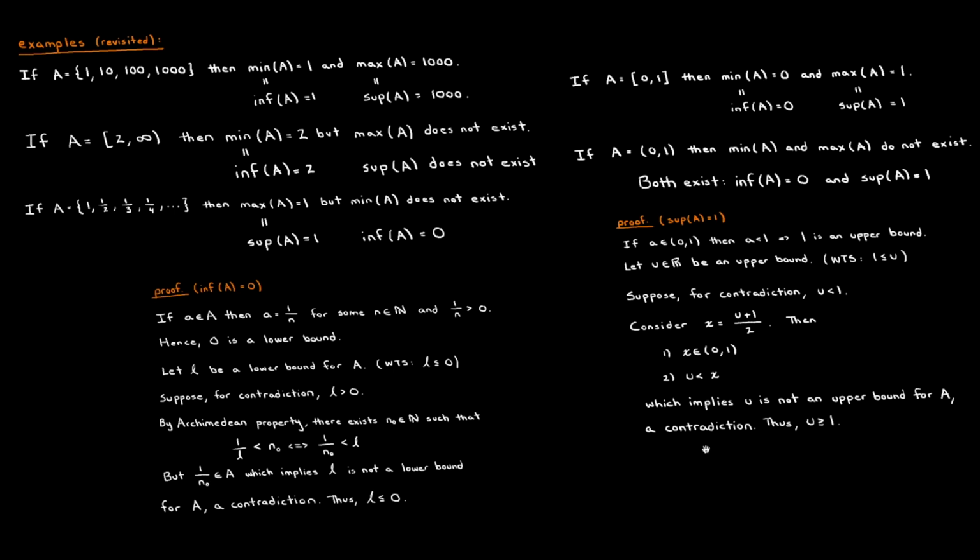And so this is a contradiction, which means that U is not less than 1, but that U is greater than or equal to 1. And this actually shows that 1 is indeed the least upper bound, which completes the proof that the supremum of A is equal to 1.